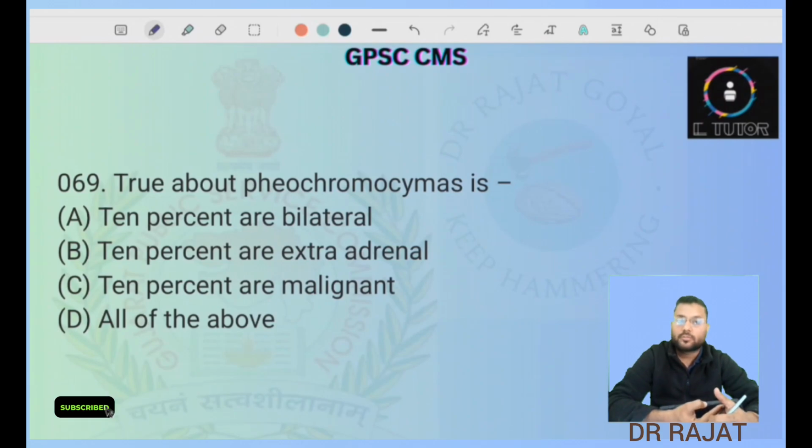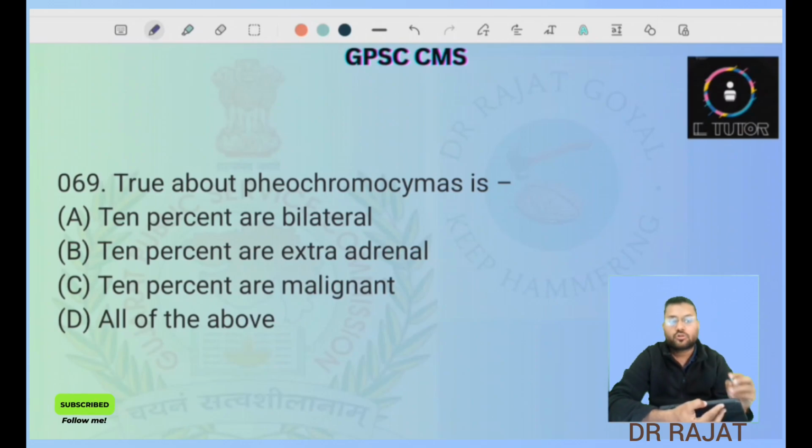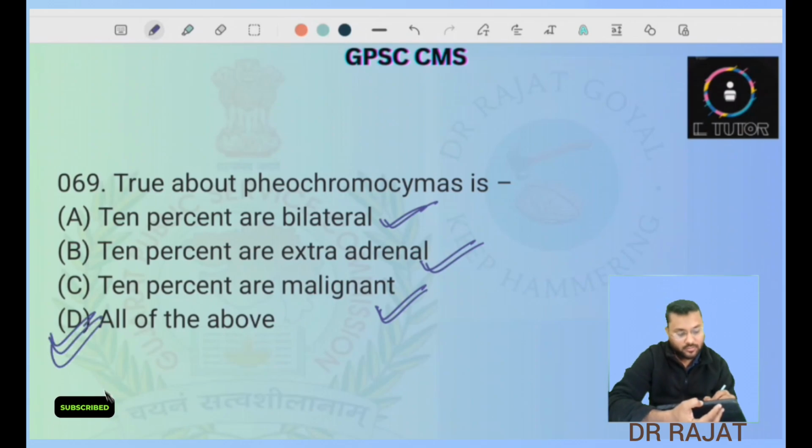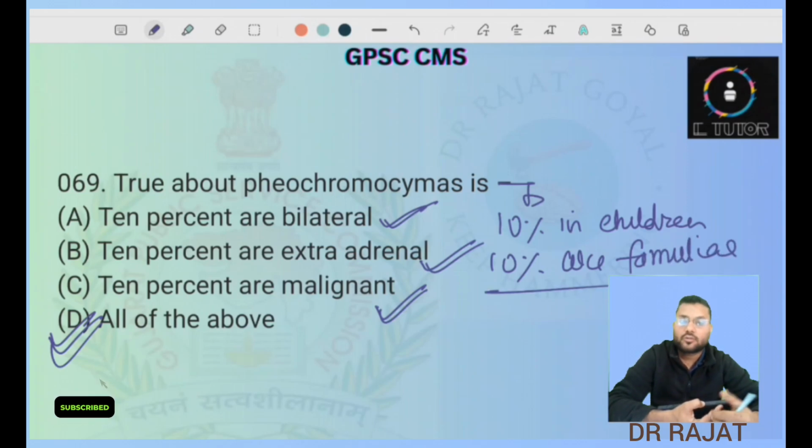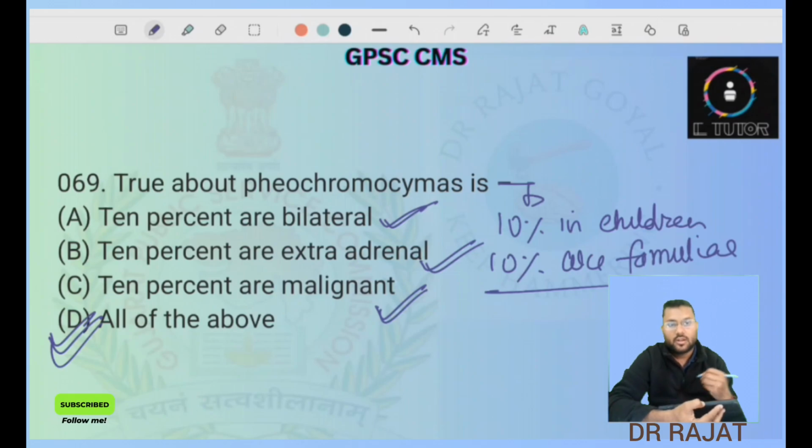True about pheochromocytoma. So what is pheochromocytoma? We have already discussed that it is an adrenal paraganglioma, also called a chromaffin cell tumor. Now, what is the rule of 10 for pheochromocytoma? 10% are bilateral, this is true. 10% are extra-adrenal, this is also true. 10% are malignant, this is also true. So all options are correct. If we talk about it more, then 10% are in children and 10% are familial. So it is all about pheochromocytomas. And what we see in the urine in pheochromocytoma is vanillylmandelic acid.